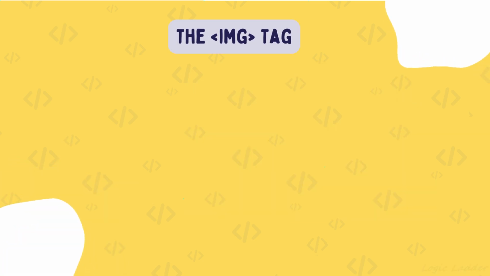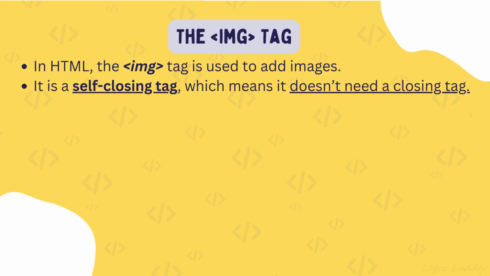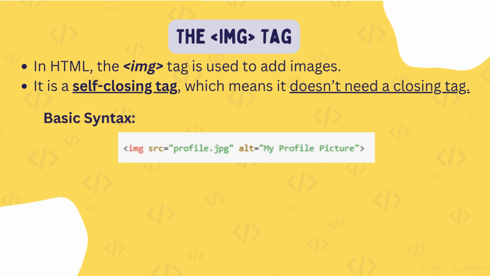In HTML, we use the IMG tag to add images. Unlike other tags, IMG is a self-closing tag, which means it doesn't need a closing tag. Let's look at the basic syntax.